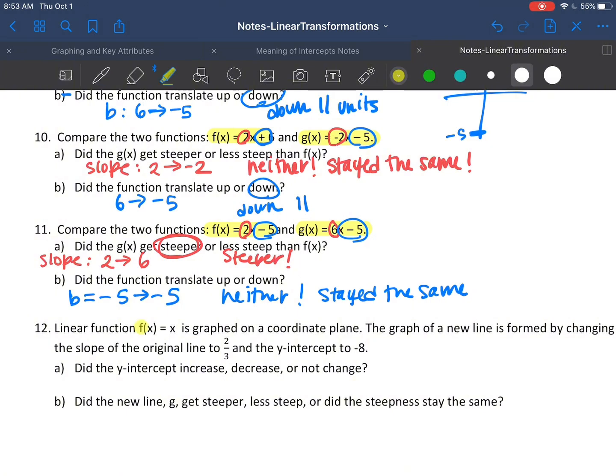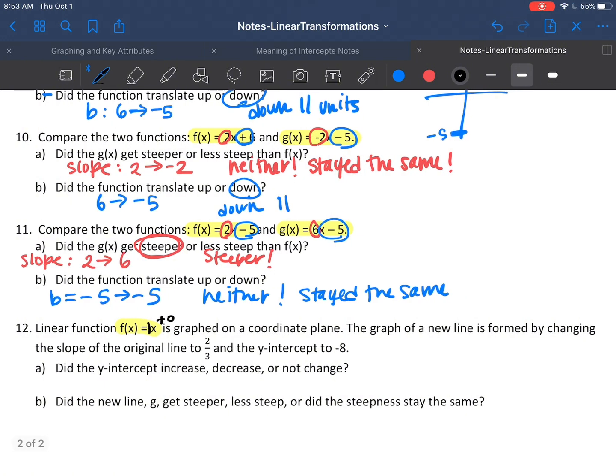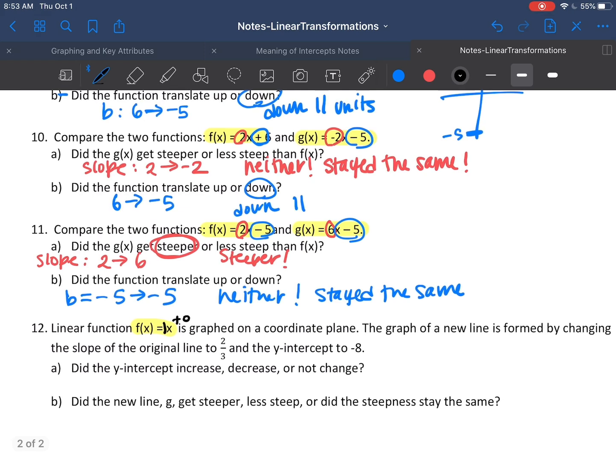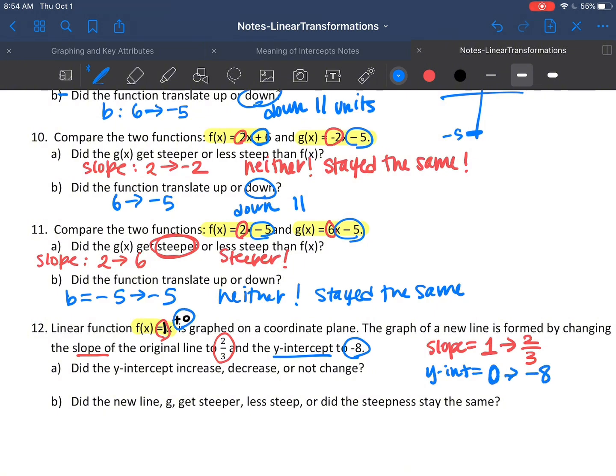All right, number 12, we are looking at the linear parent function. They love to throw that one in there because they know students don't remember that the slope is 1 and the y-intercept is 0. So the parent function is graphed on a coordinate plane. The graph of the new line is formed by changing the slope of the original line to 2/3, and then the y-intercept to a -8. So slope is 2/3, y-intercept is now -8. So over here, slope was a 1. The linear parent function has a slope of 1, and it is changed to a 2/3. For the y-intercept, the b value starts at 0, which you didn't see, but changes to a -8.